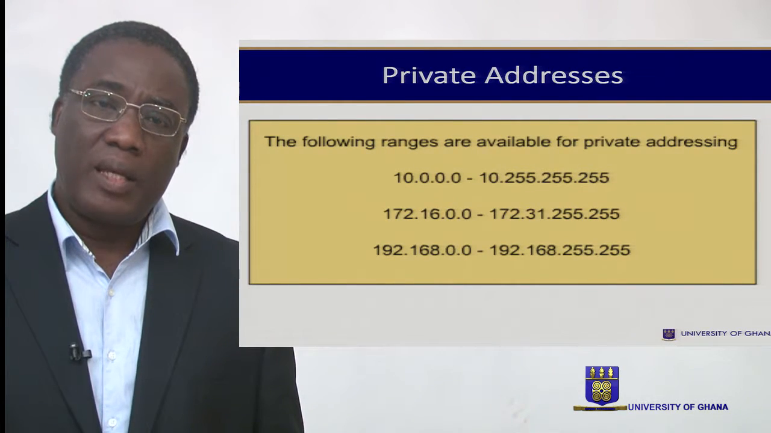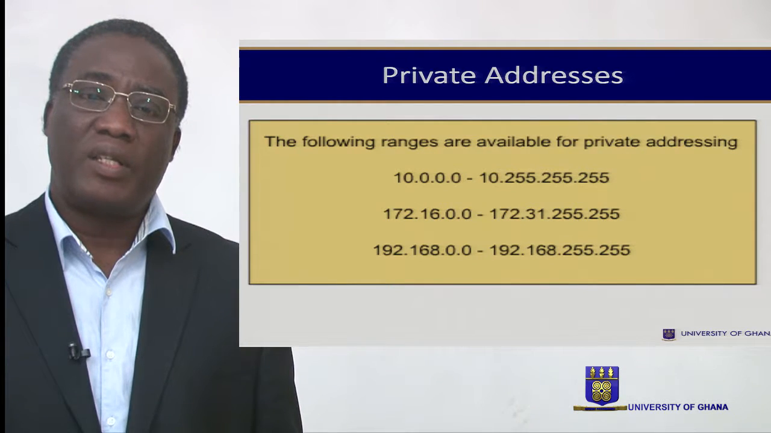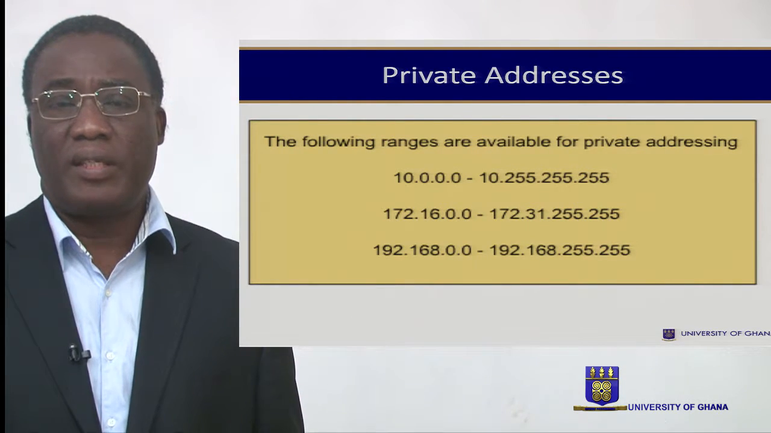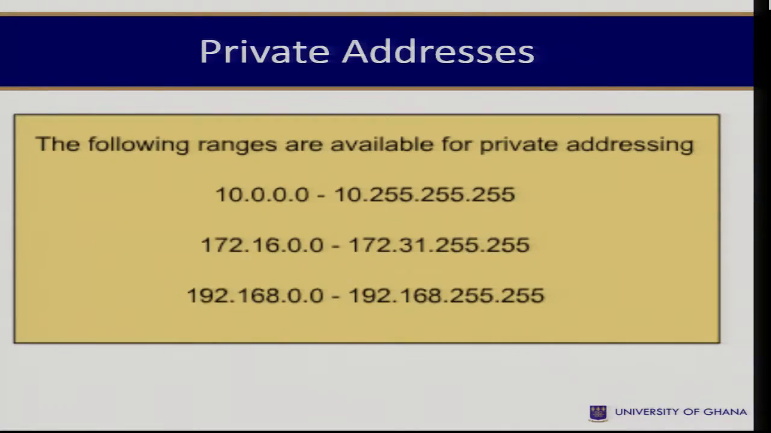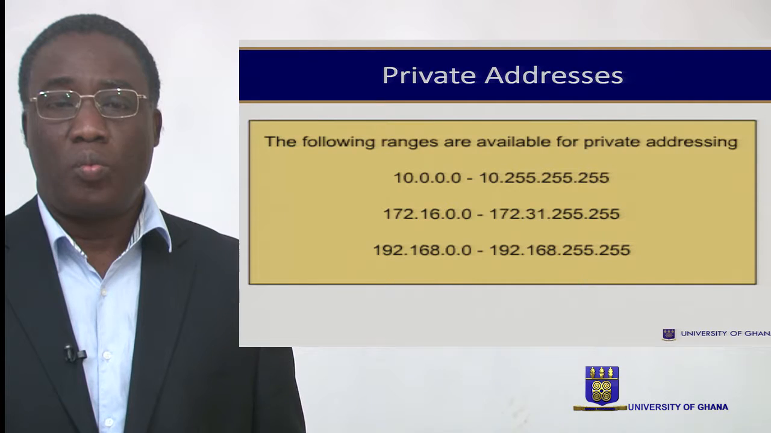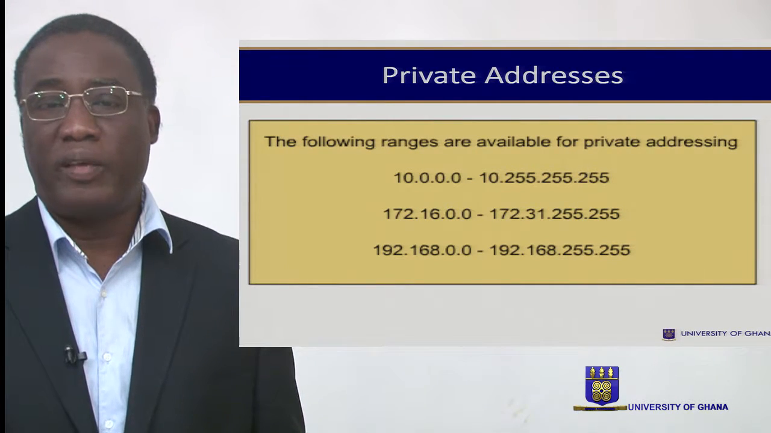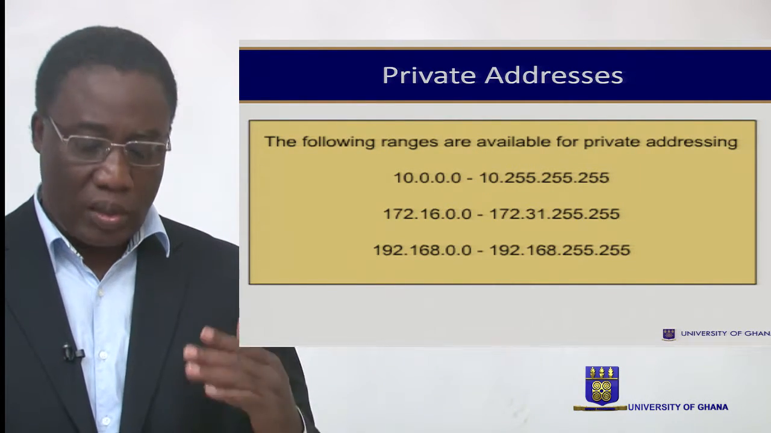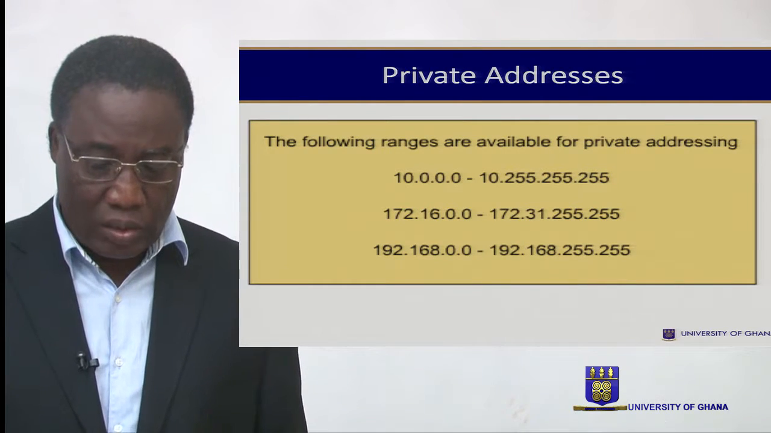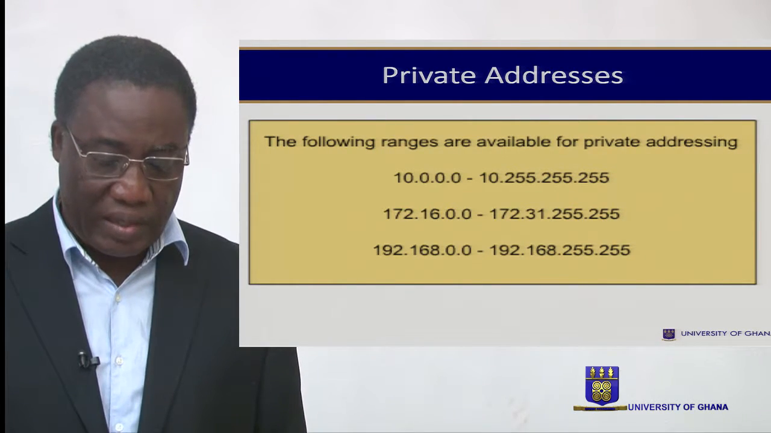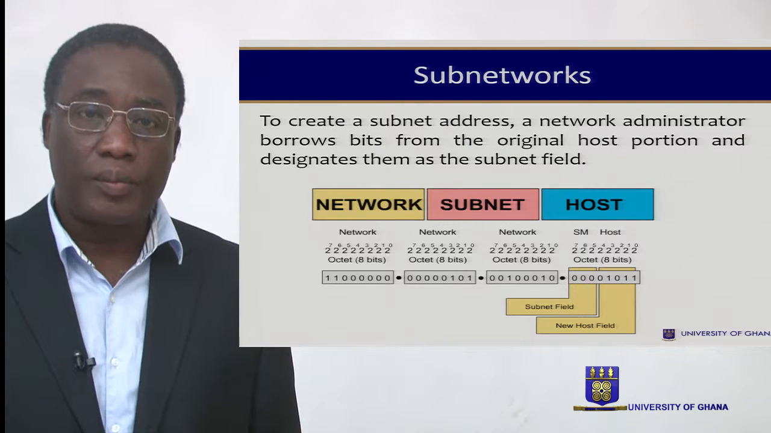There are certain ranges of addresses which are available for private addressing, and these are shown: 10.0.0.0 to 10.255.255.255, 172.16.0.0 to 172.31.255.255. So that is shown in that slide, the private addresses which you can use.